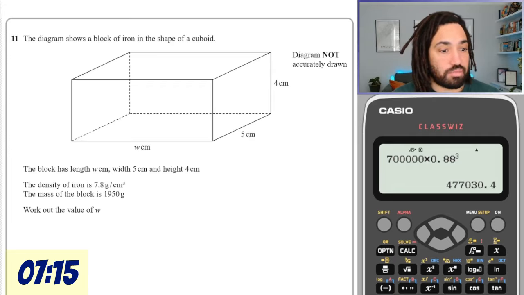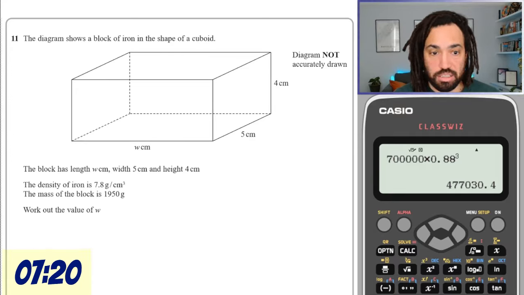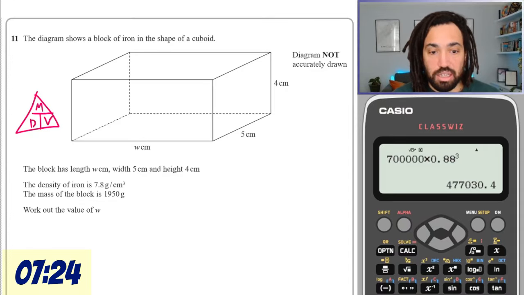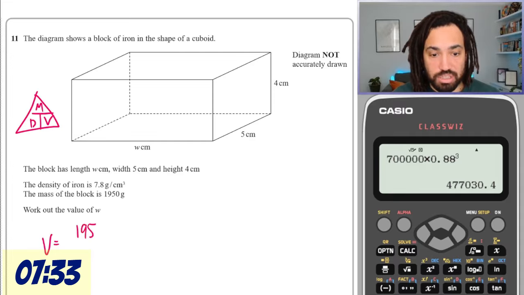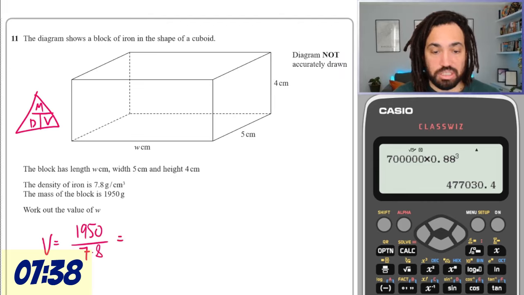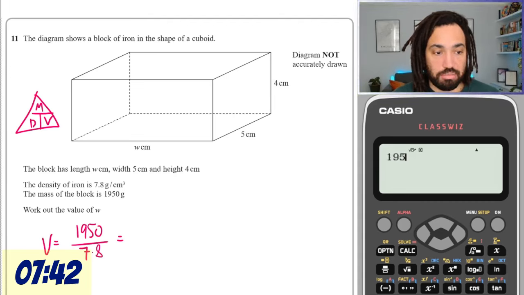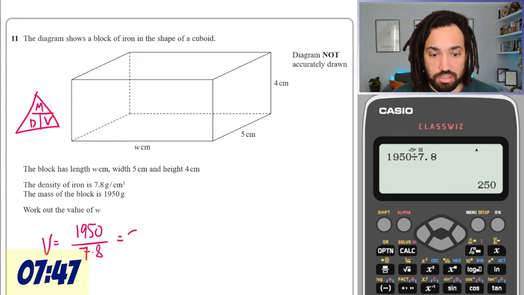Okay, next we've got this cuboid, and we've got density, mass, so let's just quickly draw the triangle. Mass on top, D and V. Work out W, where W is the length. So we need to find the volume. To find the volume, we have to do the mass, which is this, divided by the density, which is this. Just double check the units to make sure they're the same. I think they are, so that's good. So that's 250 is the volume.